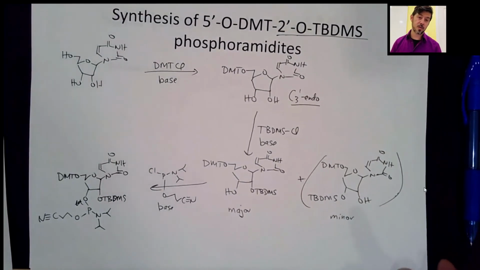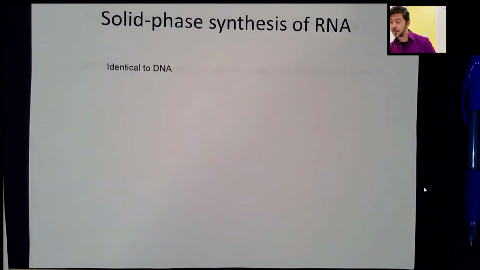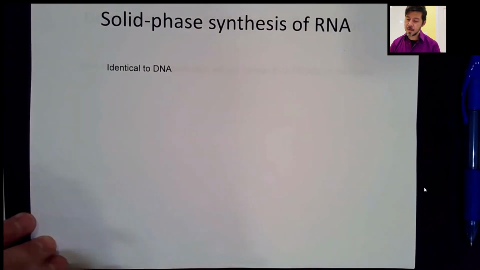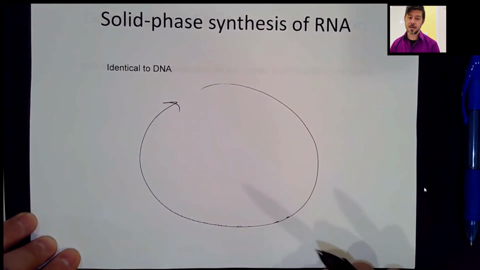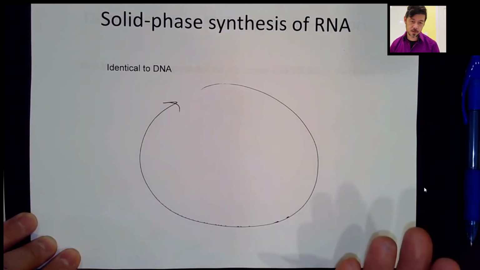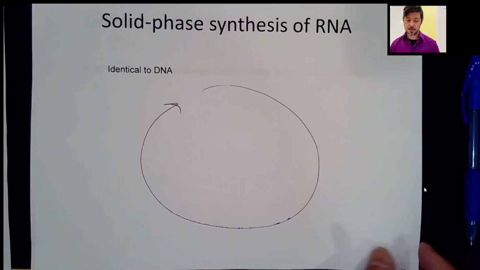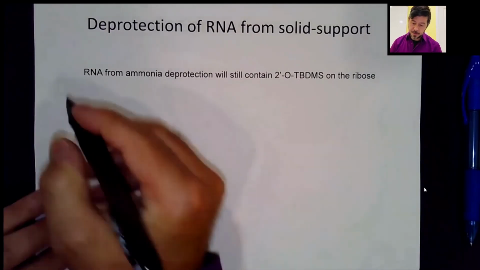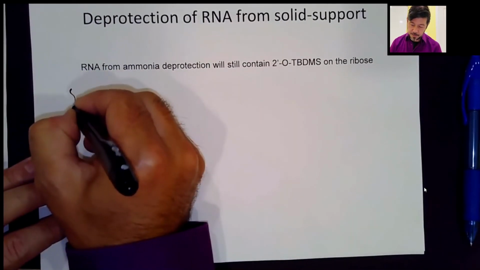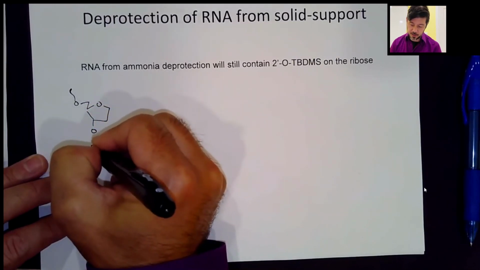But we don't really have a choice because we can't have that 2' hydroxyl group. So the solid-phase synthesis of RNA actually is that 5-step cycle that's identical to DNA. So you treat things exactly the same. You don't need to change anything whatsoever. The only thing that differs is the end step, in which you do the deprotection of the RNA from the solid support. So everything remains the same. Even the deprotection, actually, it's just what you have to do after the deprotection.